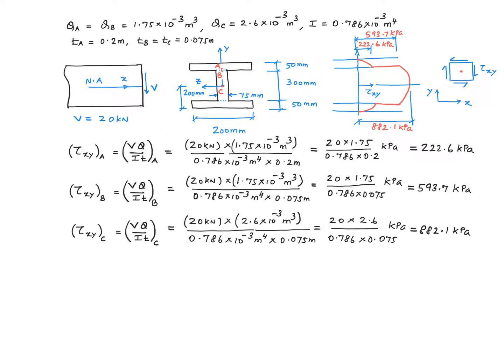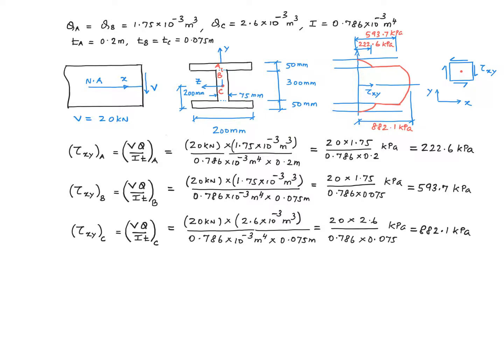So here is a list of the values we've calculated in the previous slide for these parameters. And here are the details for the numerical calculations. Let's go over one of them and you can follow the rest fairly easily. So let's say we want to calculate tau xy at point A, right? So it'll be VQ over IT evaluated at point A. V, of course, is the same for all the points. V is 20 kilonewton. Q differs from point to point, but at point A, it's 1.75 multiplied by 10 to the minus 3 meter cubed.